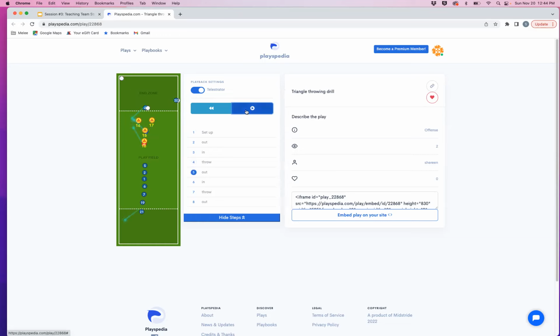So they're going back to the other side, out, in, and in this scenario, the defender got a hand block. So we can see that again.